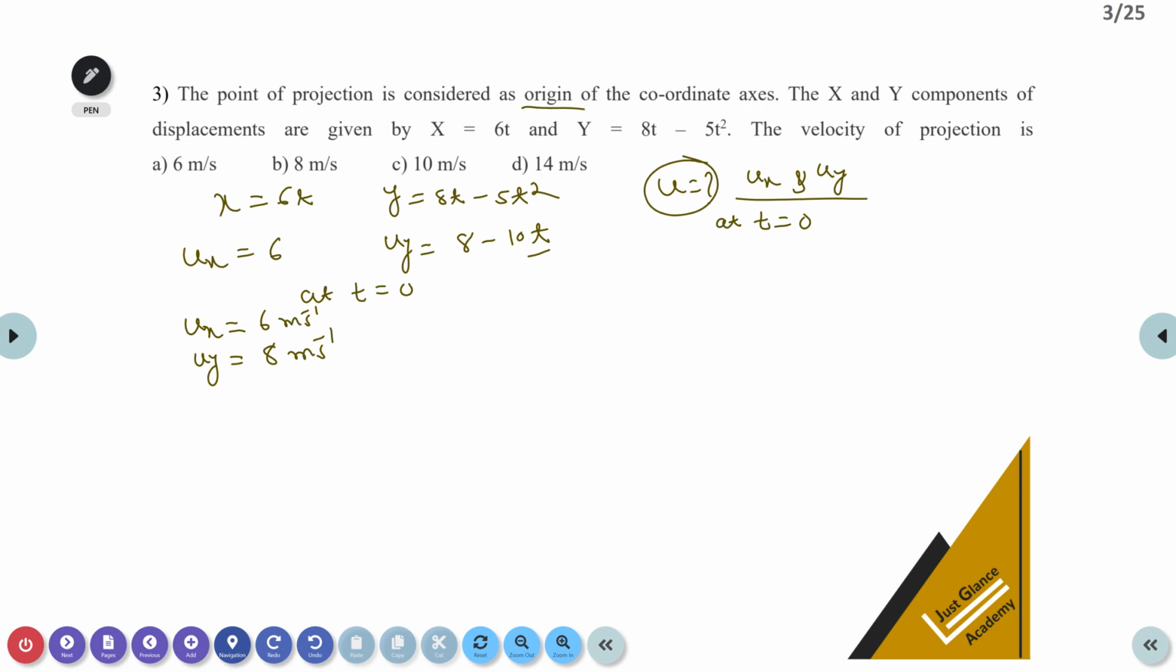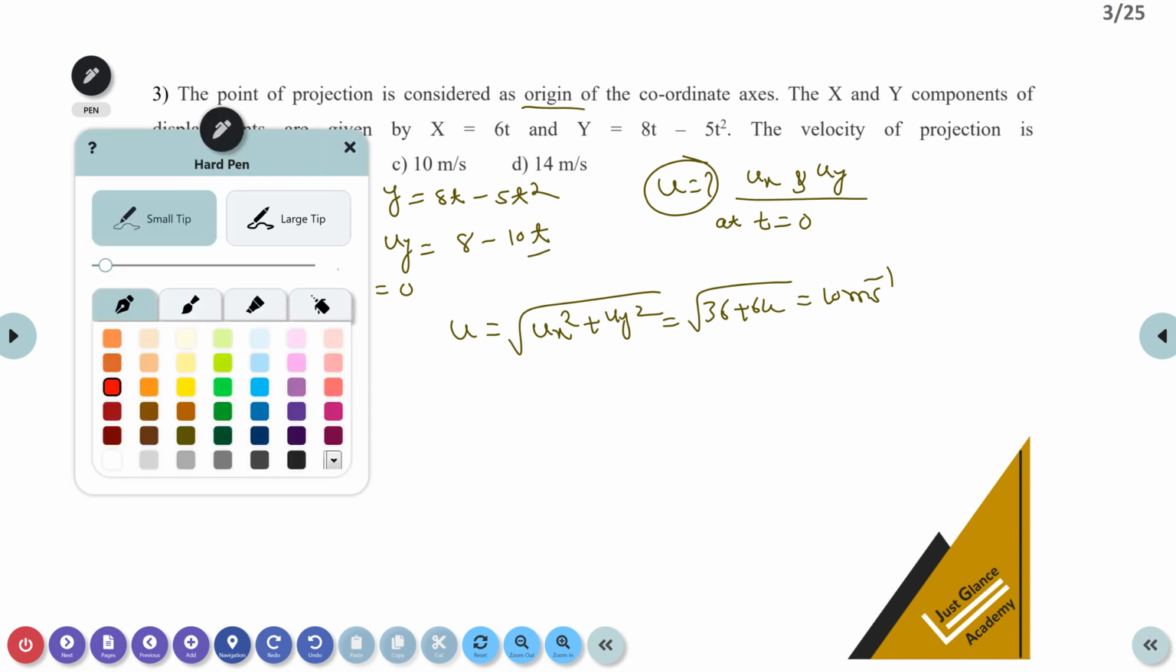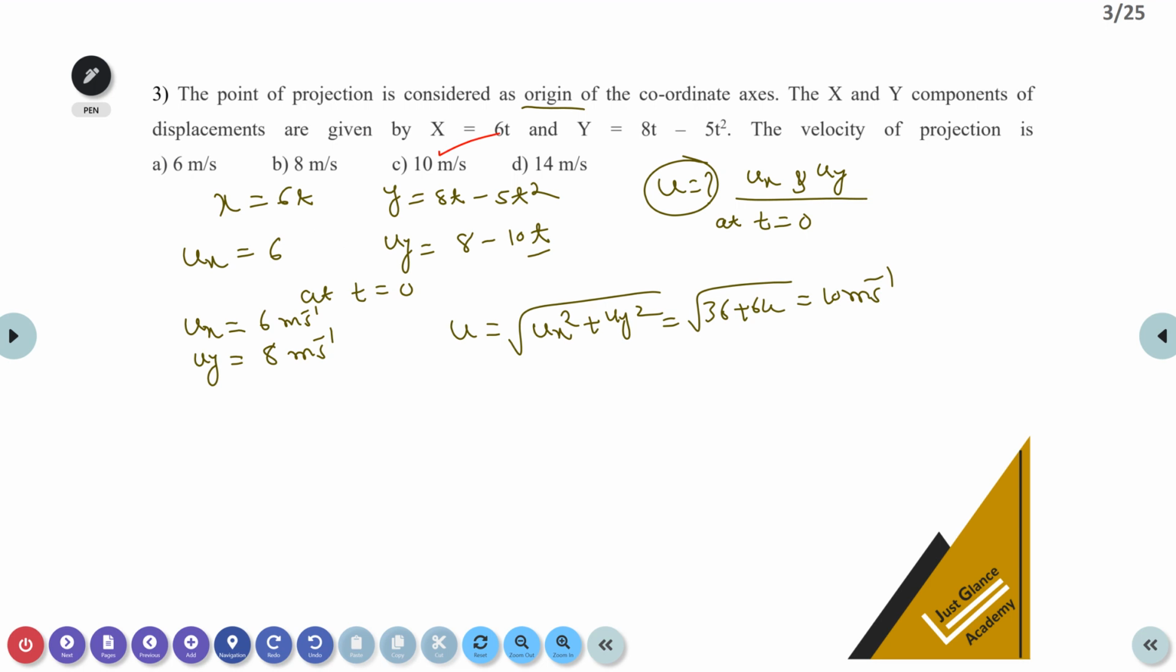Now I want to calculate u. u equal to square root of ux square plus uy square, equal to square root of 36 plus 64, equal to 10 meter per second. So 10 meter per second is the right answer. Okay. I think you cleared this. He is asking the velocity of projection. This is the velocity u, this is ux, and this is the component uy.